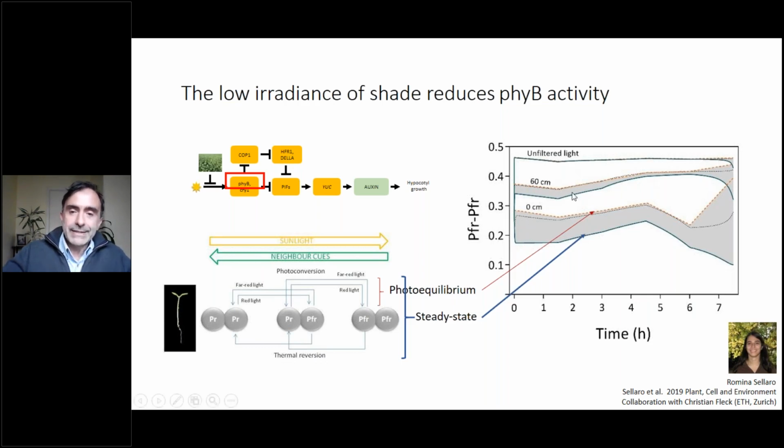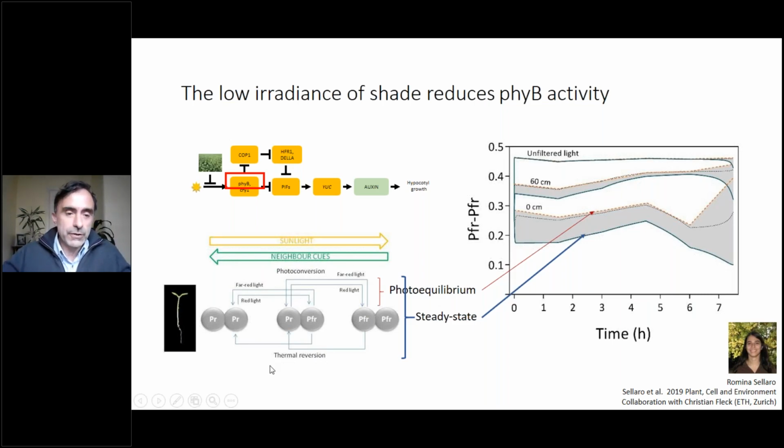However, when we get deeper into the canopy where there is less light, the impact of thermal reversion is more and more important. And that is so because when there is a lot of light, these arrows here are so fast that thermal reversion becomes diluted. But that is not the case when there is less light and these arrows here are not that important.